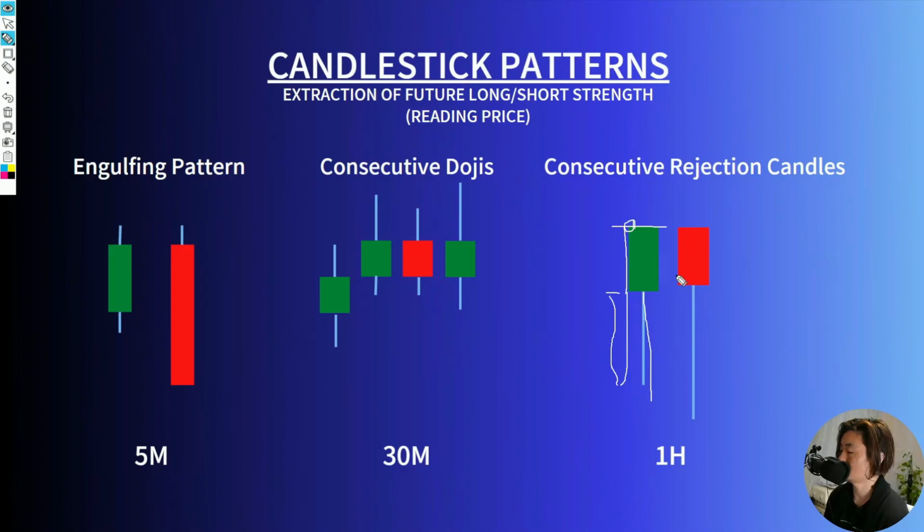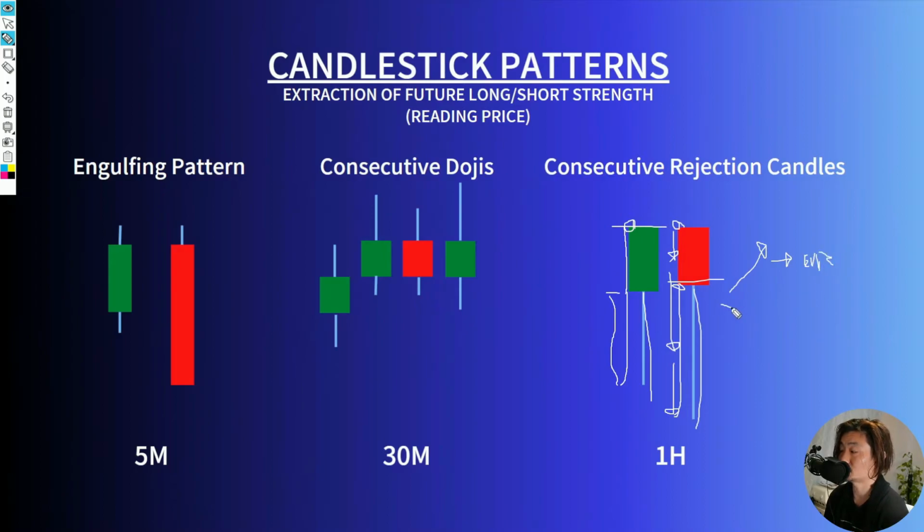Okay. And then in the second hour, price opened here. At some point, the sellers were able to drive price all the way down to these levels. However, by the end of that 1 hour, the buyers were able to drive price right back up to these higher levels right here. And again, creating a long wick to the downside. Now, these consecutive rejection candles create future long strength in the next move of a currency pair.